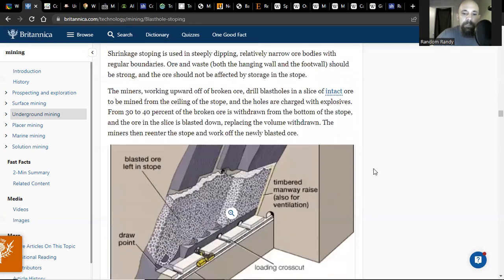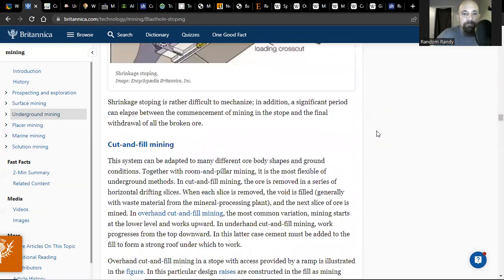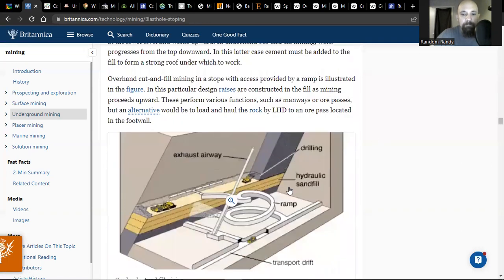Now, shrinkage is used in steeply dipping, relatively narrow ore bodies. Okay. Again, it's very similar to the one we just looked at. And again, you can just see the size of some of this compared to the equipment down below. Okay. Cut and fill mining. This is a different process. Now, a process like this might be the type of underground area that you would go ahead and then use for a base or something like that.